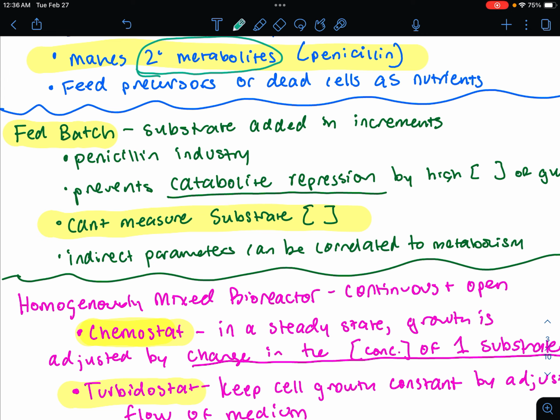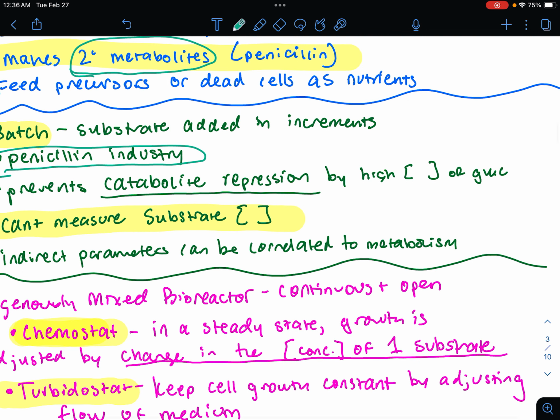As its name suggests, you're going to be adding the substrate in increments throughout the duration. Instead of adding all the substrate at the beginning, you're going to, again, space it out in these equal amounts. Fed batch is used in the penicillin industry. It prevents catabolite repression by high concentrations of glucose or other carbohydrate or nitrogen resources.